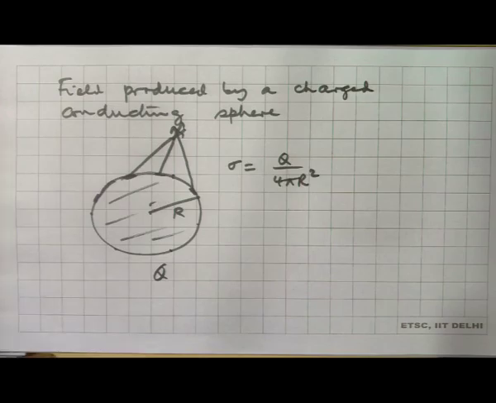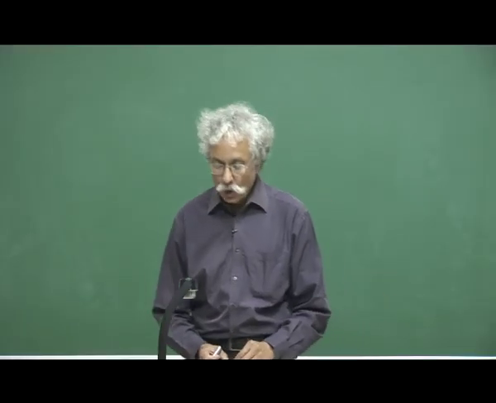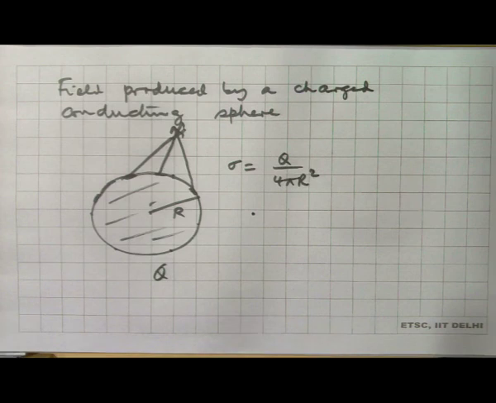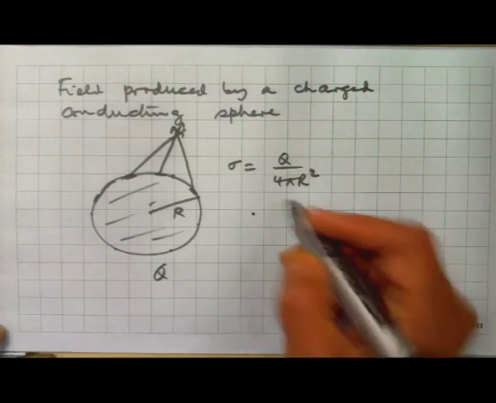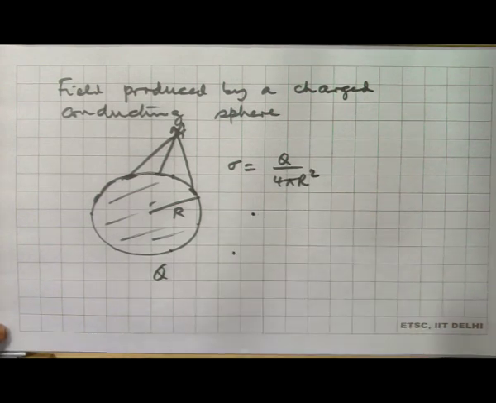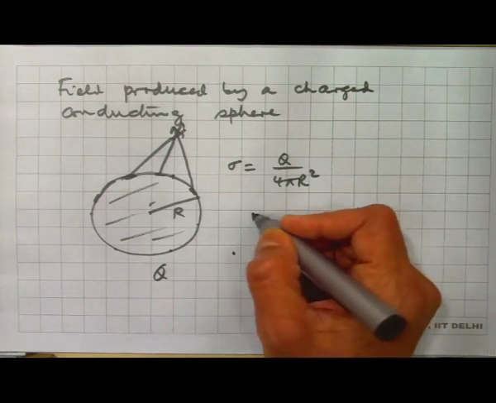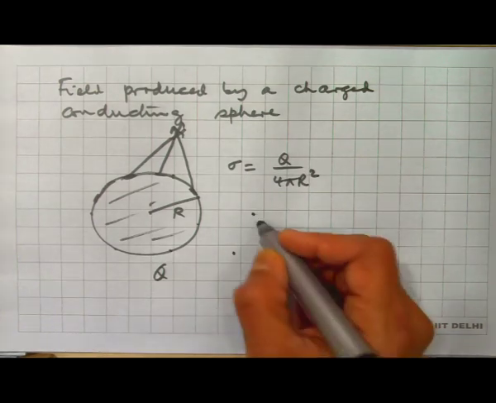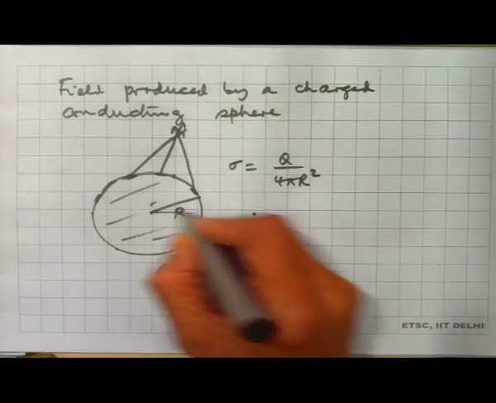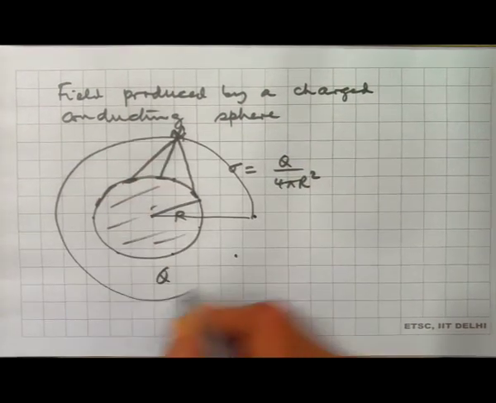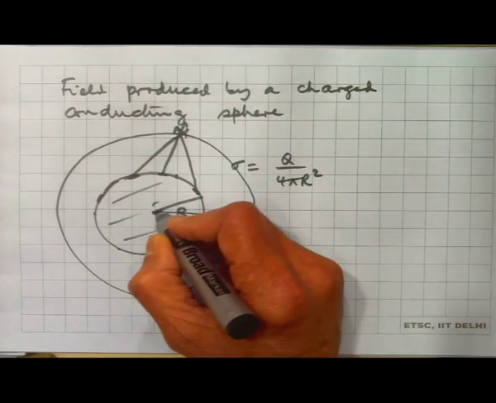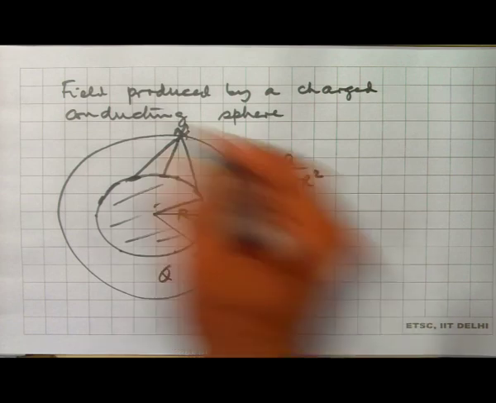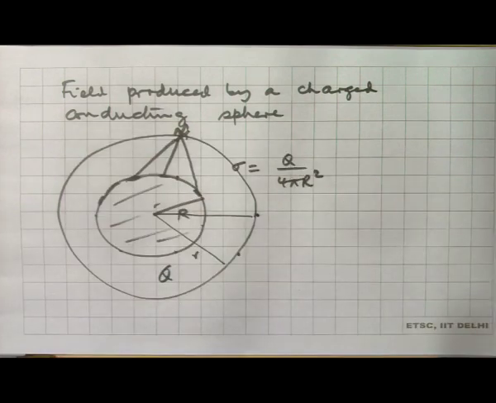Now, again I must use some symmetry arguments. How do I know what is the direction of electric field here? What is the magnitude of electric field here vis-a-vis this point? So, I again use symmetry considerations. First thing you notice is that because of the spherical symmetry of the problem, the electric field at all points at a given distance from the sphere must be the same. The magnitude of the electric field at a given distance r from the center of the sphere must be the same at all points because of spherical symmetry.